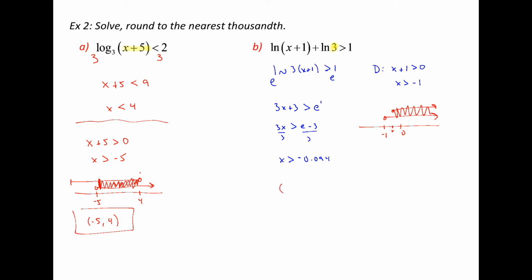So our final answer is negative 0.094, all values that are greater than that.